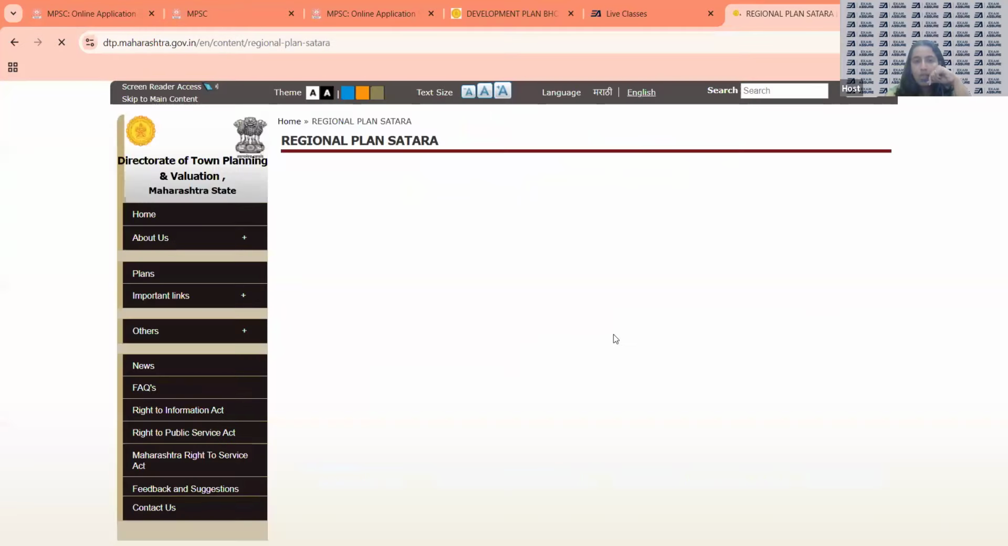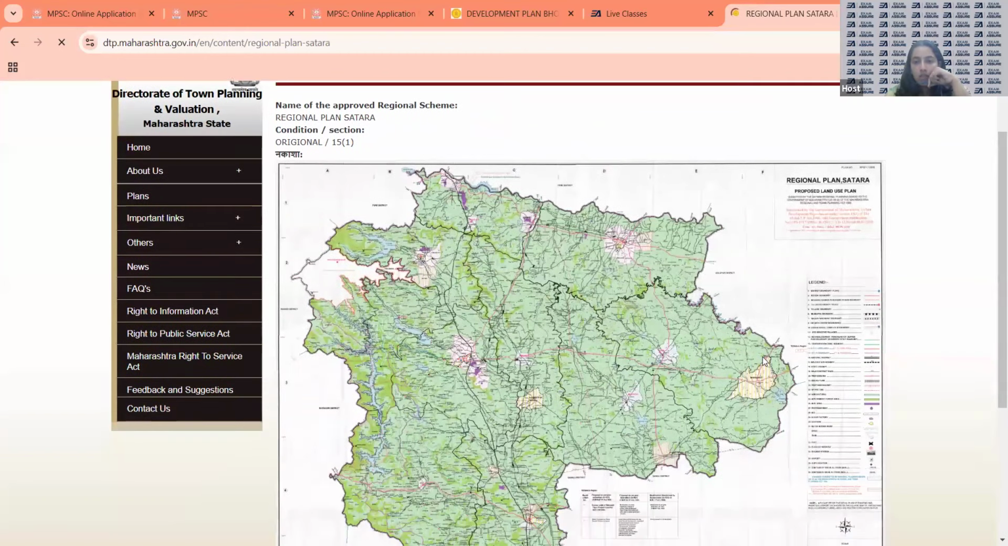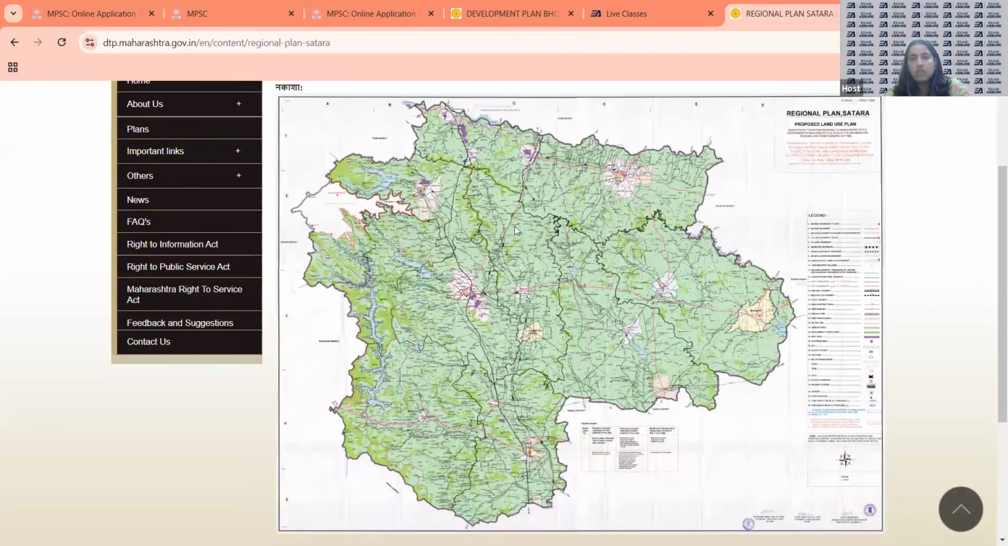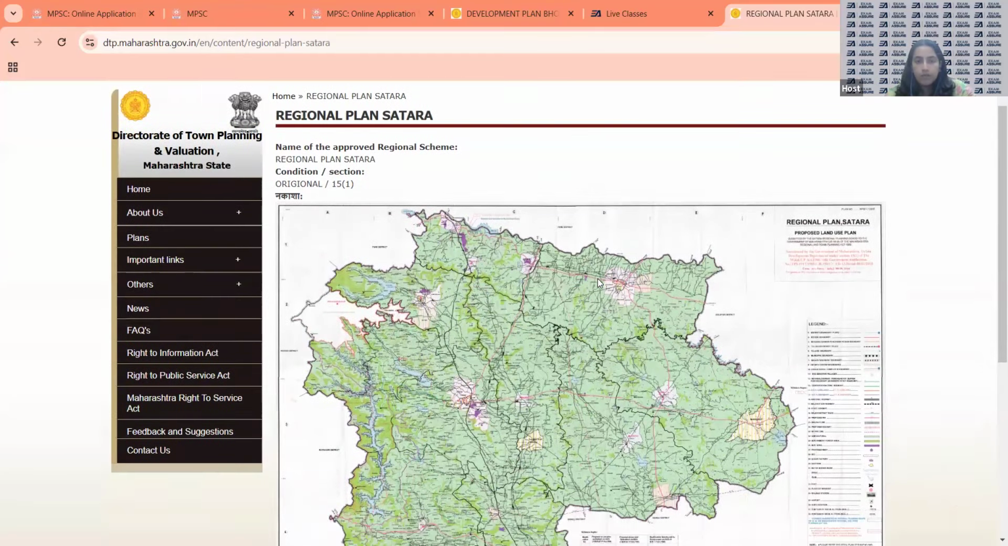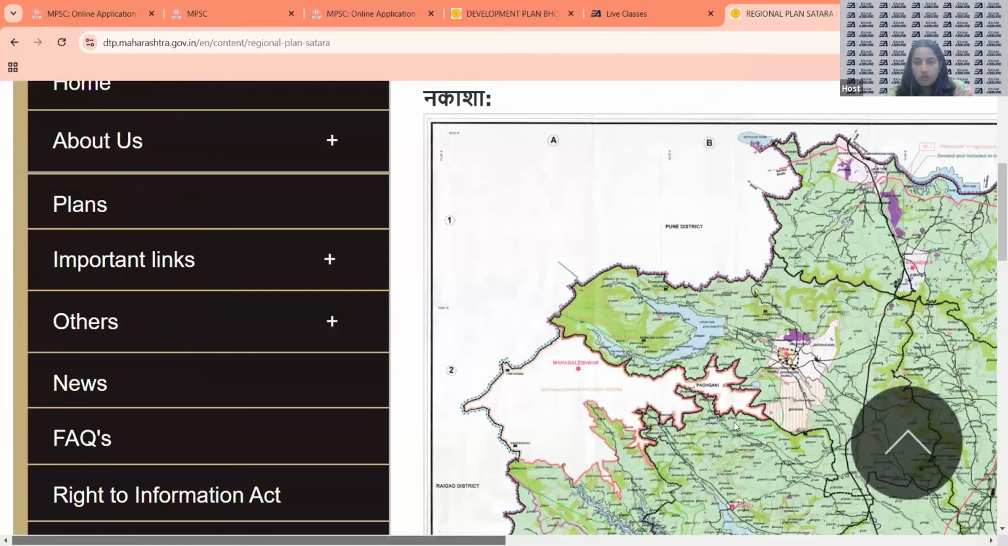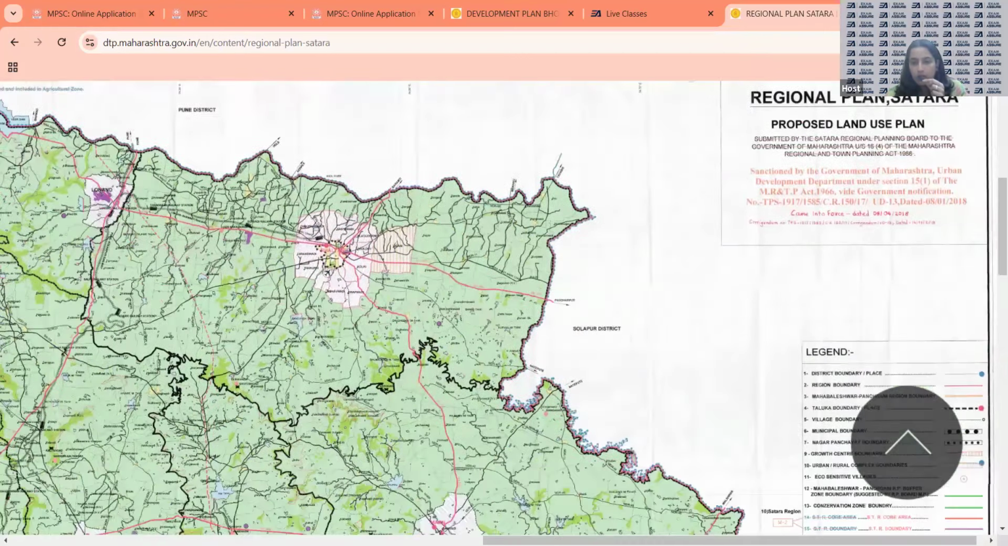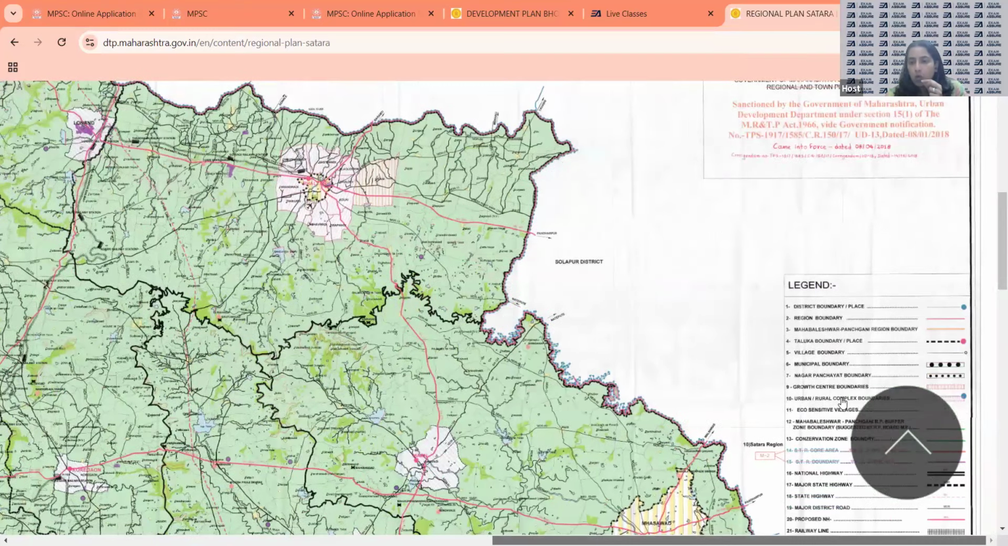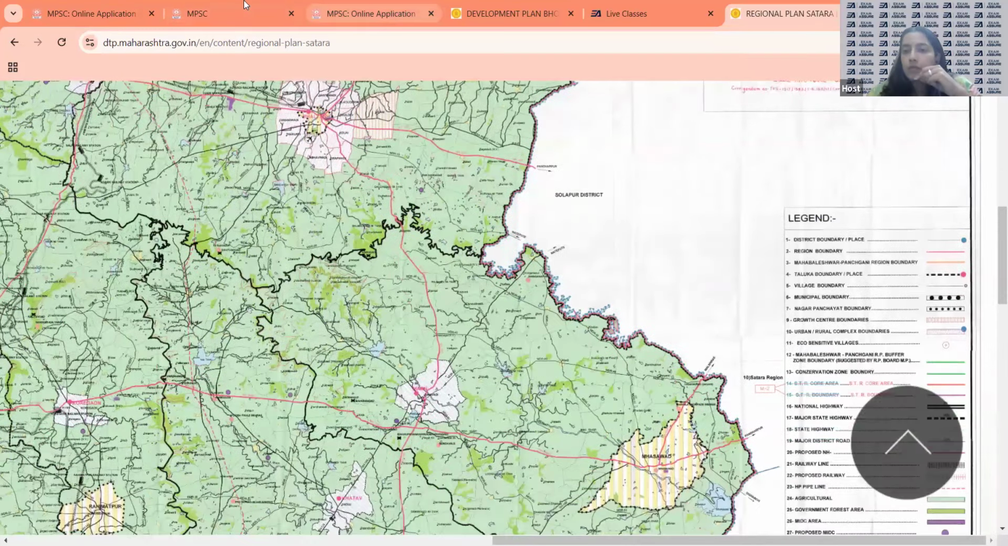So we'll go to the regional plan of Satara district. So if you look at this here, right? Try and understand what is being spoken about. Now you have the district boundary, the regional boundary is again coinciding with your district boundary. Here there is another region, that is Mahabaleshwar Panchgani region. Now why is that so? Because this is an eco-sensitive zone.